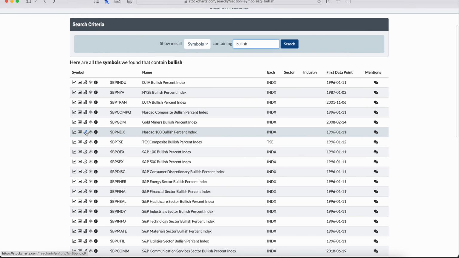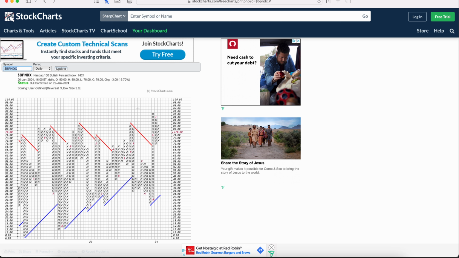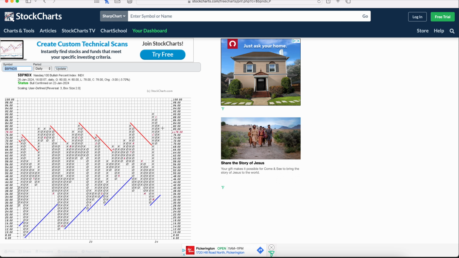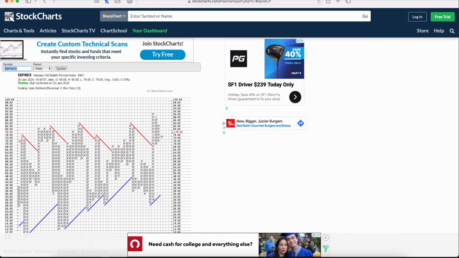And finally the NDX is in a column of X's, minus 3.7%. This one needs to get to 82, 80, 78, and it's at 78 today. So, wait a minute. 80, 78, sorry, it's going to be 76 to roll over. And so we're 2 points away from that.